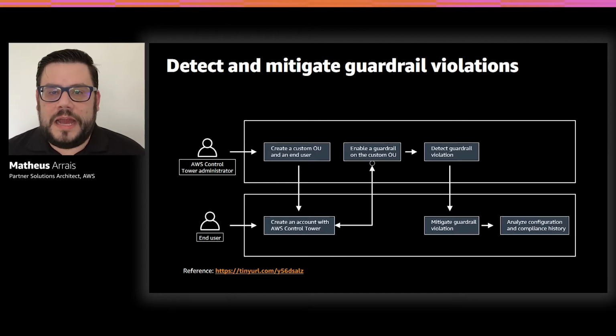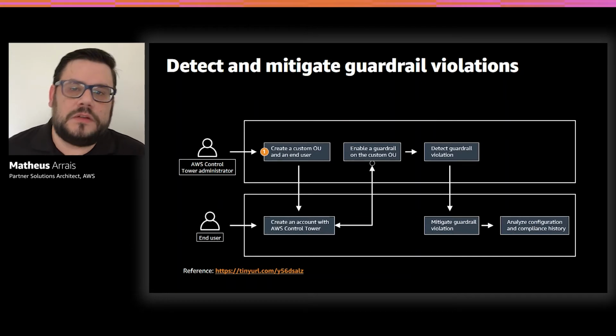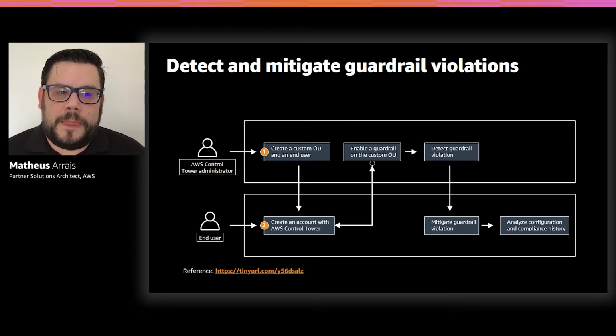So I have two actors. The first one is the AWS Control Tower administrator. This administrator can create some custom OUs and create some end users. That's going to be my second actor. My end user is going to create an account, and you will see this process later, under the child OU that the administrator already created for us.